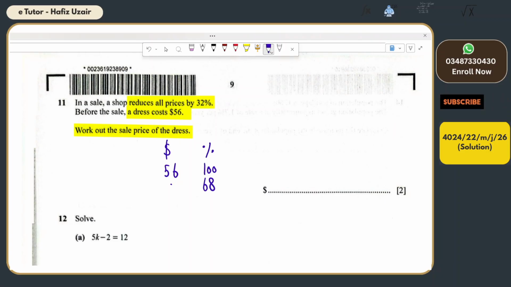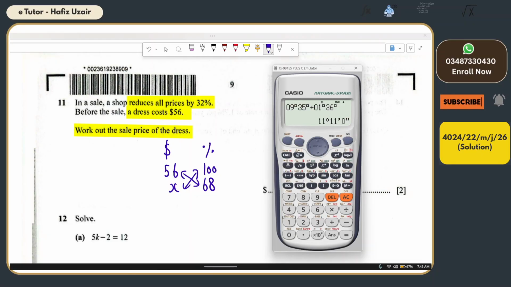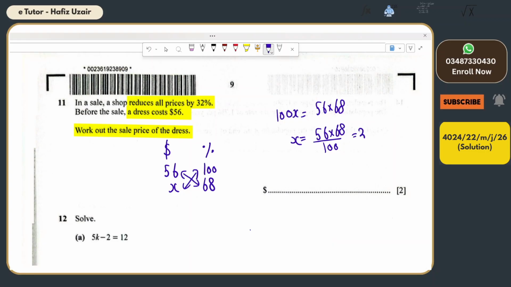We have 68 over here, and let's write x over here and just cross multiply. So 100x will be equal to 56 multiplied by 68, and x will be equal to 56 multiplied by 68 over 100. So let's do 56 multiplied by 68 divided by 100. The price will be equal to 38.08. Rounding it off to three significant figures, it will be 38.1.